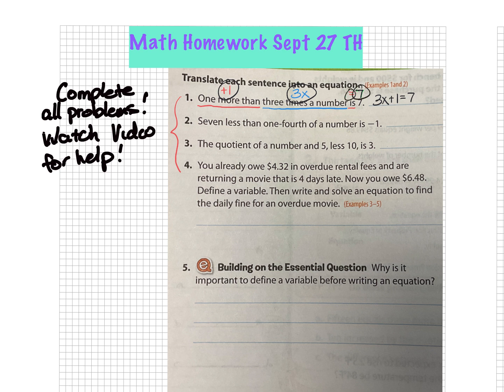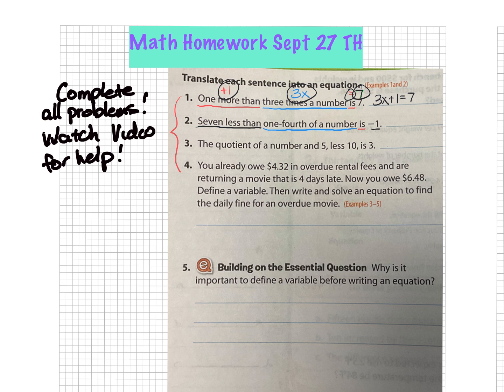So the next one should be easy. 7 less than, okay, you should know how to say that. 7 less than 1/4 of a number. So it's not 4 times a number, it's 1/4 of a number. You should be able to say that. Minus 1.